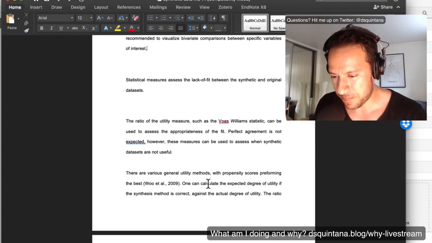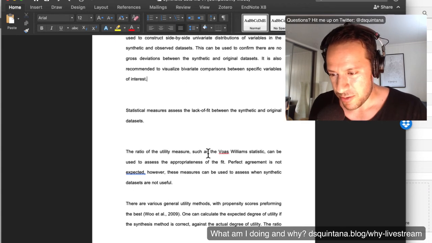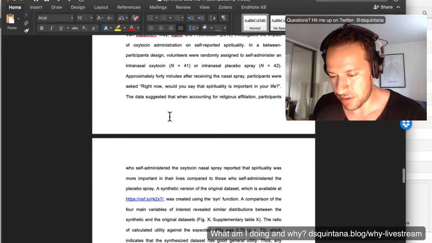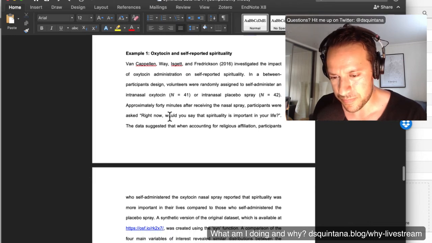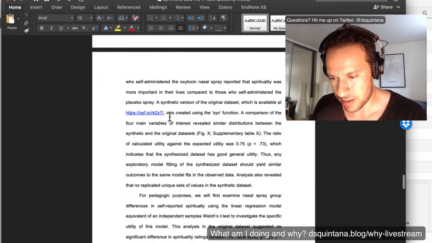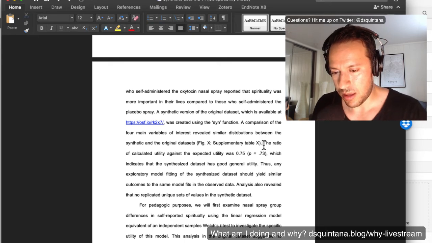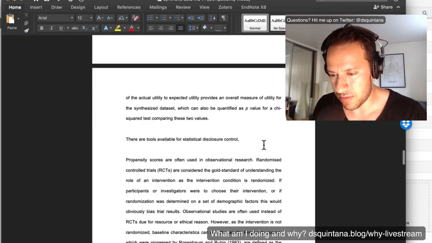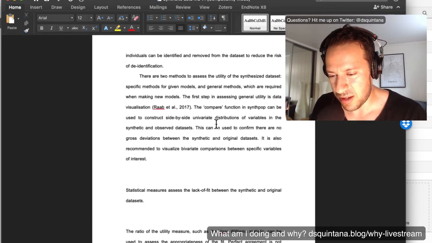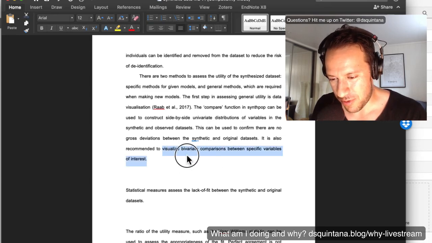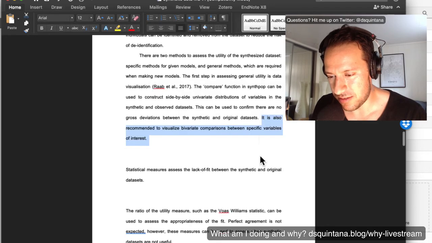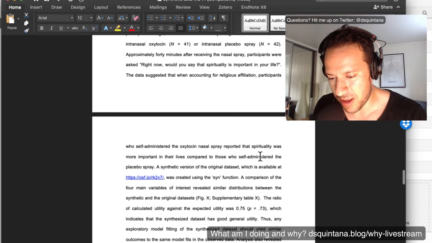Okay, back to writing. It's also recommended to visualize between specific variables of interest. Let's go to the example here. All right, so we have our example. How did I write it previously? Copy and paste. You can't plagiarize yourself in your own paper. Or can you? No, you can't. Might make yourself a bit too repetitive. There.